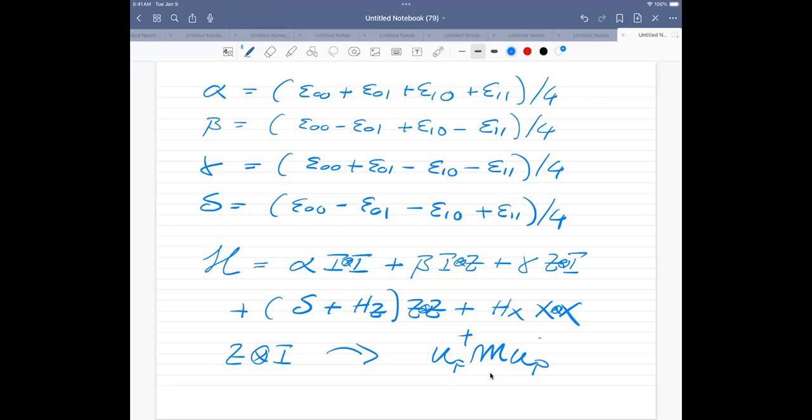So the Z tensor product with the identity matrix. One of the reasons we write it in this specific order is that Z acts on qubit 1 and the identity acts on qubit 2. So if nothing happens with qubit 2, we just label that with the identity matrix.